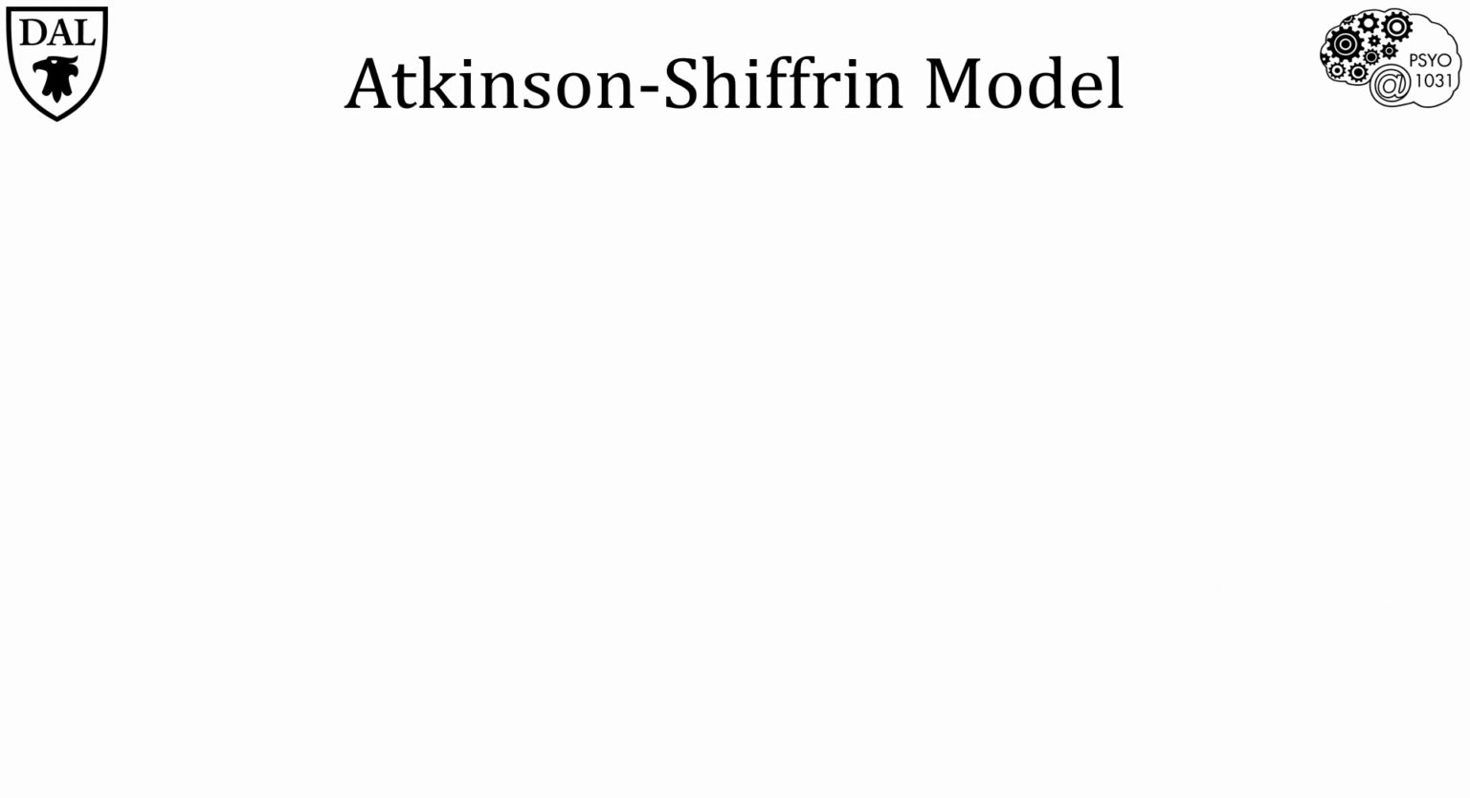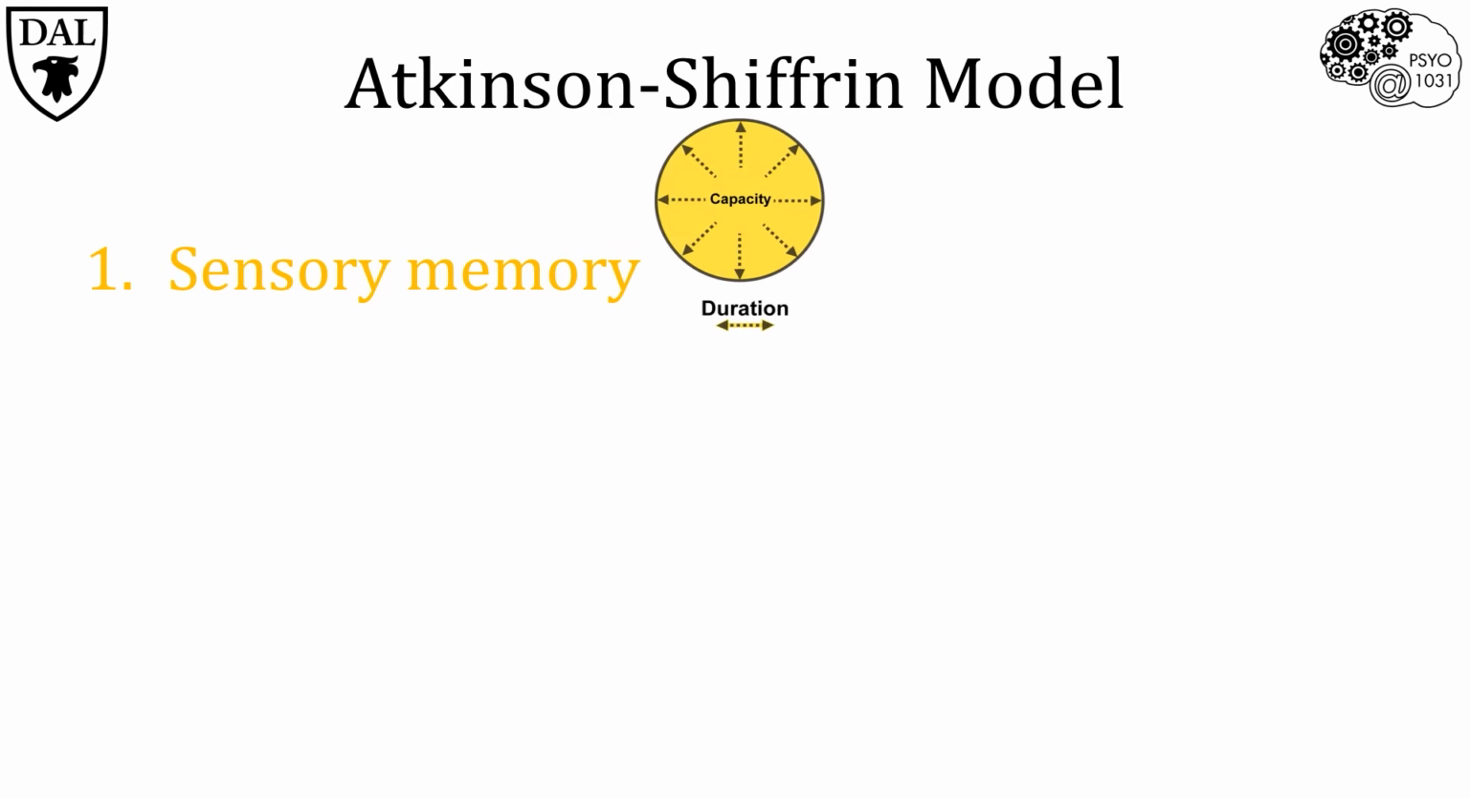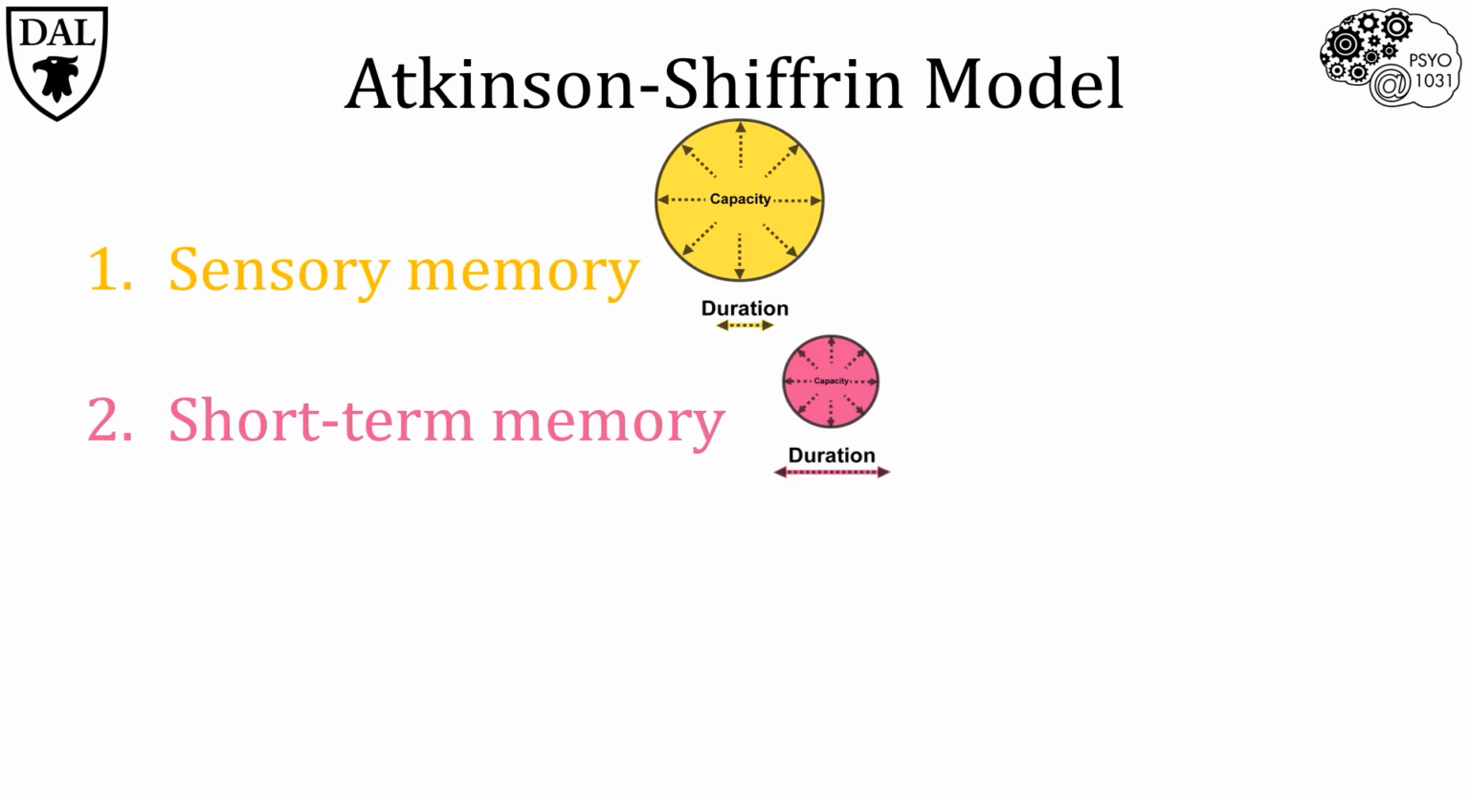If we take a bit of a closer look at each of the 3 memory stages, we can see that each stage has a unique information capacity and retention duration. First, sensory memory has a large capacity and a very short duration, usually seconds or less. Think about all stimuli coming in from the environment at any given time. Second, short-term memory has both a small capacity as well as a relatively short duration.